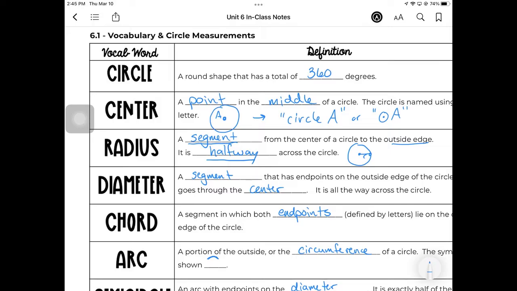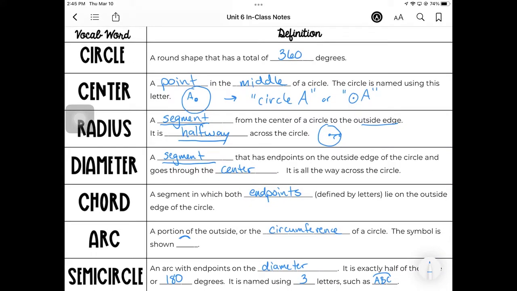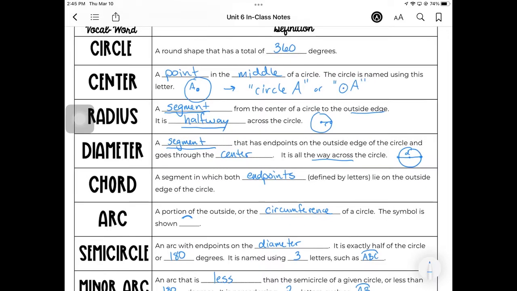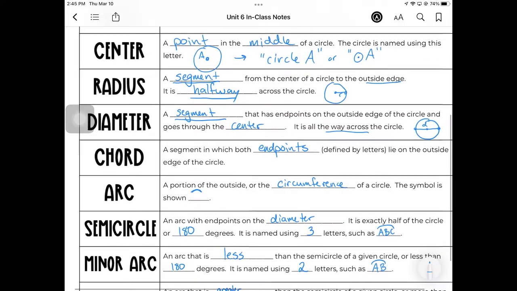Every circle also has a diameter. A diameter is a segment that has endpoints on the outside edge of the circle and goes through the center, and it's all the way across the circle. So that would be a diameter, from one side to the other through the center. Now, those might be the only terms that you recognize so far, and that's okay. If we move forward, we're going to talk about some other segments.